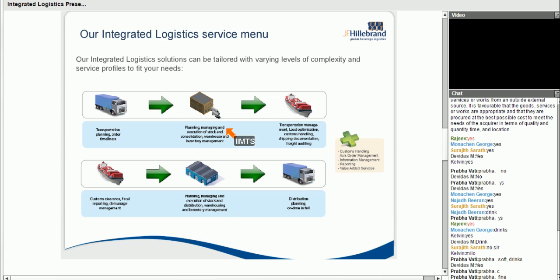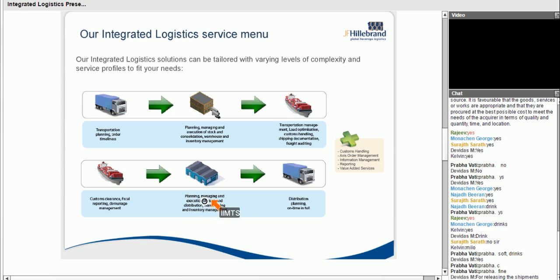Here they do the planning, managing and execution of the stock, and then with the help of lorries or trucks, they reach the ports for transferring it through ships. Right, you can see a ship and on top they have containers. And once it reaches the destination, you can see transportation management, load optimization, customs handling, shipping documentation, freight auditing. All these things are done here, and then when it reaches the destination, customs clearance, fiscal reporting, demurrage management, and from the destination port, it reaches the warehouse of the destination country. Planning, managing and execution of stock and distribution, warehousing and inventory, and from here it is distributed to the customer.